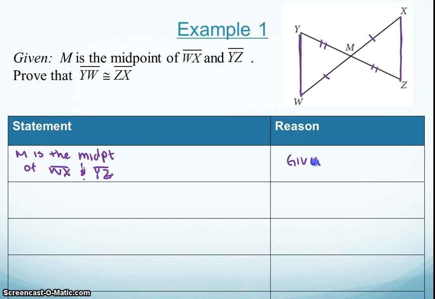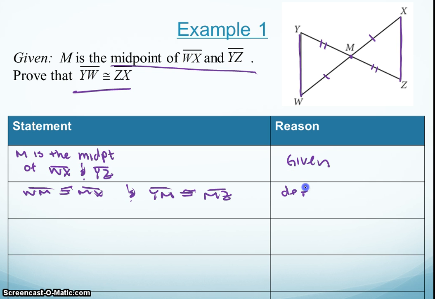Okay, so I've written down my given, which is here, and I've marked up my diagram. The two that I've highlighted is what I want to prove, that they're congruent, and since M is the midpoint of those two, I know these two pieces are congruent. So I've drawn them in the diagram, so now I need to write down that WM is congruent to MX, and YM is congruent to MZ. And I was able to put those markings in because, well, that's what the definition of a midpoint is. Okay, so that's my reason. So I know those are congruent.